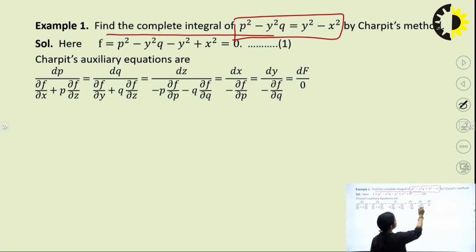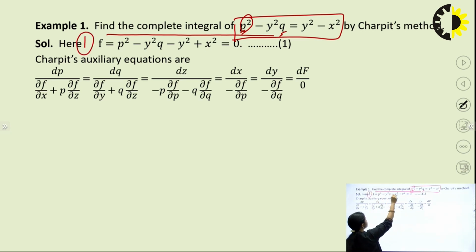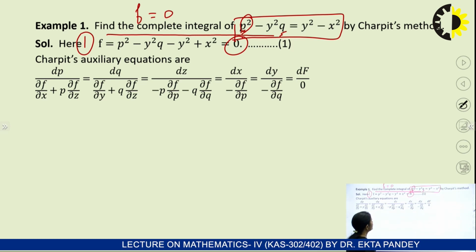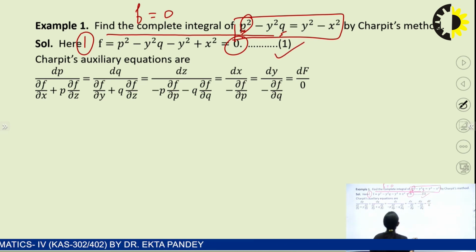We have to solve this equation by Charpit's method. Why? This equation contains only first order partial derivatives p and q, and p occurs in degree 2. So obviously we have to solve it by Charpit's method. To apply Charpit's method, the first step is to write the partial differential equation in terms of f equal to 0, meaning just make the right hand side equal to 0. This will be our first equation.